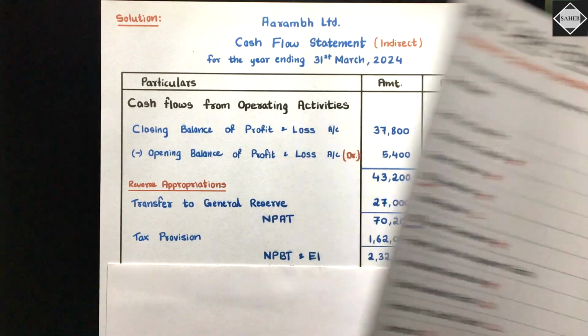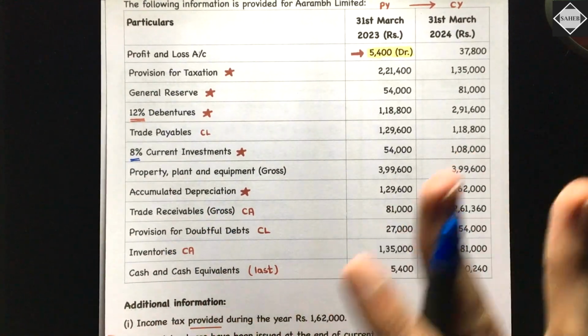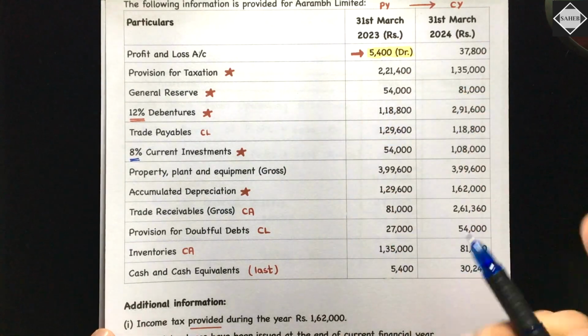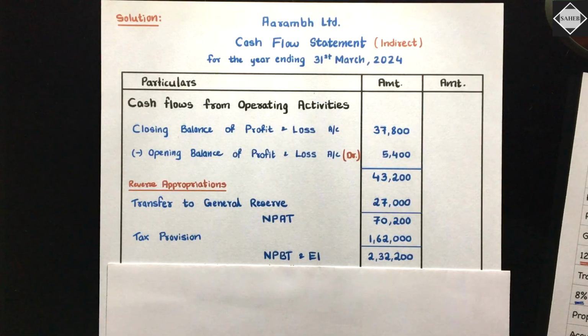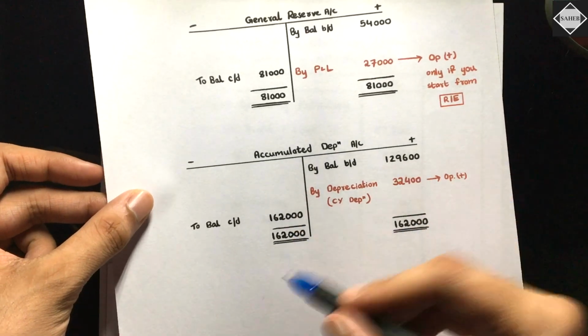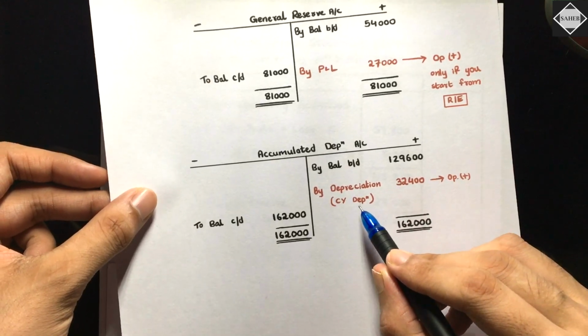Depreciation, did they give us depreciation? No, they gave us accumulated depreciation. I told you there are no adjustments, nothing. Simple. If this is given, then we can easily find out depreciation, just the difference between the accumulated depreciation account balances, isn't it? If you want, you can see the ledger account: opening balance, closing balance, the difference between that is 32,400, which is nothing but current year depreciation.